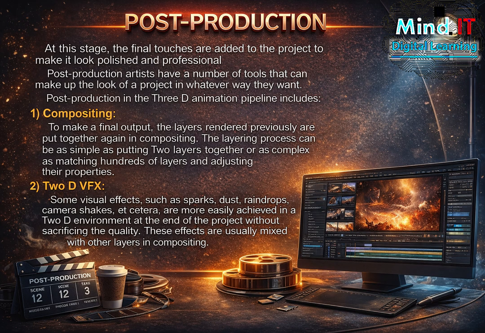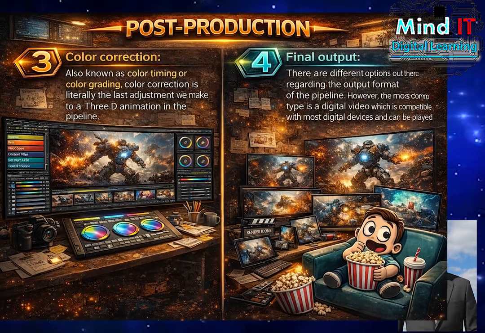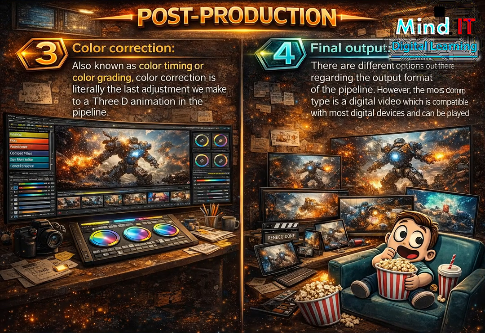Color correction. Also known as color timing or color grading, color correction is literally the last adjustment we make to a 3D animation in the pipeline. This step makes each shot and the whole project look more consistent.